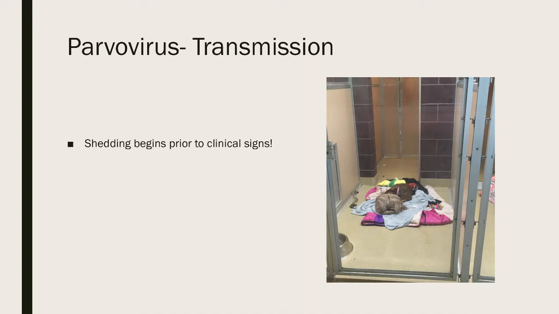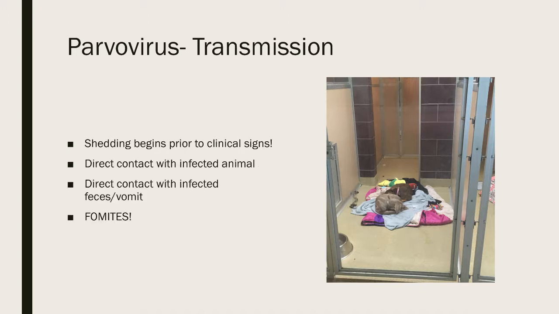Parvovirus is transmitted. It starts shedding prior to clinical signs, which is another one of those things where I encourage you to handle puppies like they're covered in a pound of poop in case they might have parvo. It can be spread via direct contact with the infected animal or direct contact with the infected feces or vomit. And also, my favorite mode of transmission, fomites. So you guys can be vehicles for transmission of parvo because it's pretty hardy in the environment. Your mop bucket, if it doesn't have sufficient disinfectant, can also serve as a mode of transmission. Any of the toys that lay around, transmission, fomites, fomites, fomites.